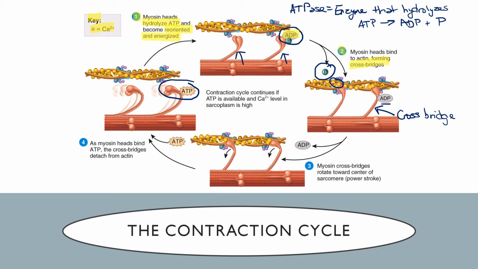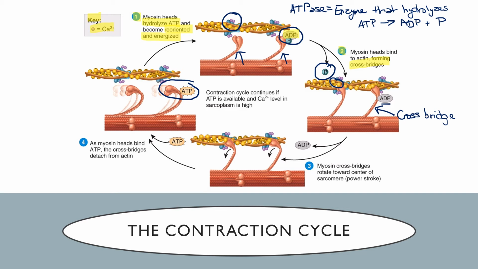One thing I forgot to mention is that this contraction cycle can't begin until calcium binds to troponin and it moves the tropomyosin, because we can't have a contraction cycle if the actin is completely covered. The contraction cycle can only begin once calcium is released around the sarcomeres, and the calcium binds to troponin in order to move tropomyosin away from those myosin binding sites on actin.